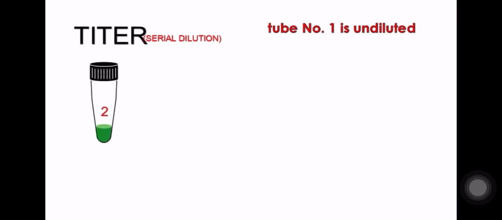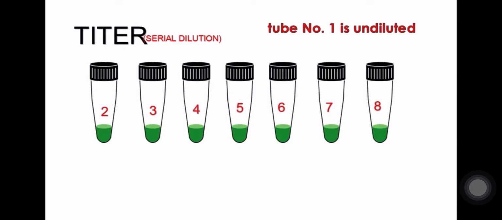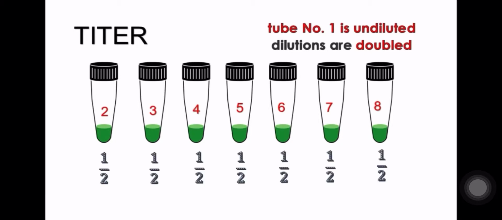Now, in the given question, tube 1 is said to be undiluted. That means we are not going to include tube 1. So we go on to tube number 2, 3, 4, 5, 6, 7, 8, and so on. Also in the question, dilutions are doubled. That means the dilution is 1:2 or 1/2 for every tube.